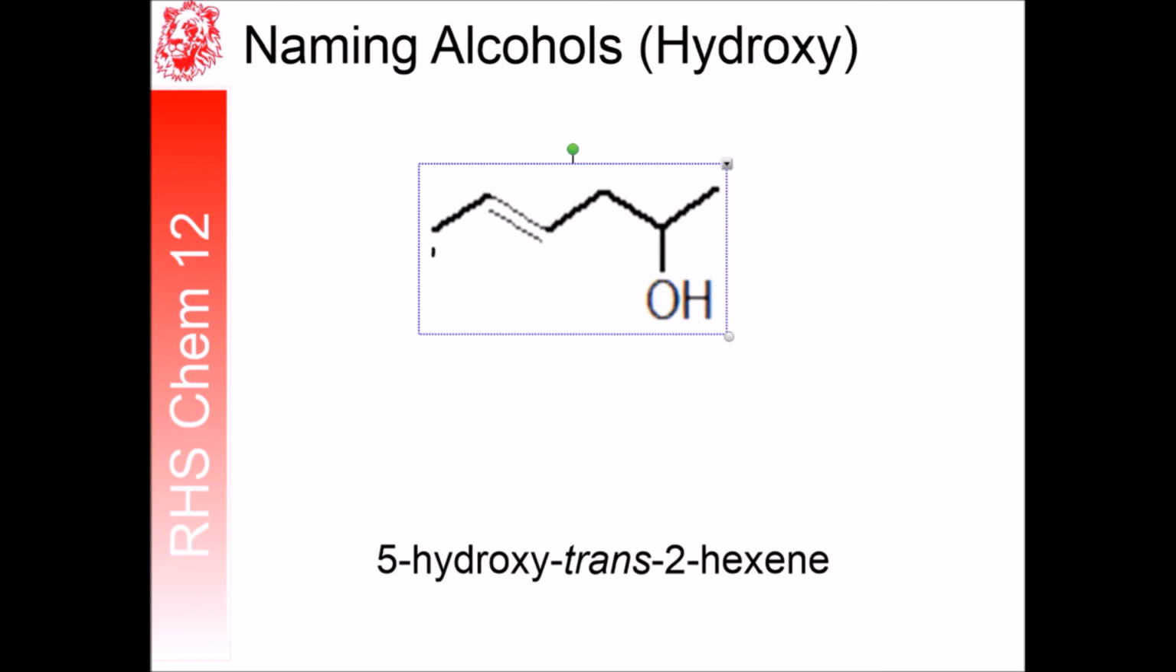So we'd have 1, 2, 3, 4, 5, 6. And so there's my hexene. It starts on carbon number 2. There's a 2. It's trans, and so that's great. And then I have my hydroxy off of carbon number 5. So when there's a conflict between the ending and an alcohol, we can call the alcohol a hydroxy instead.